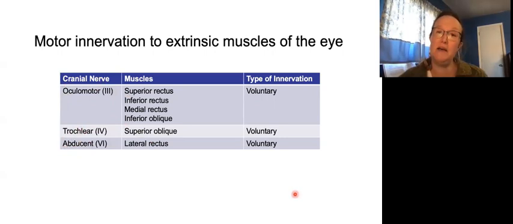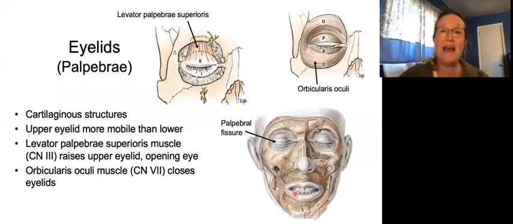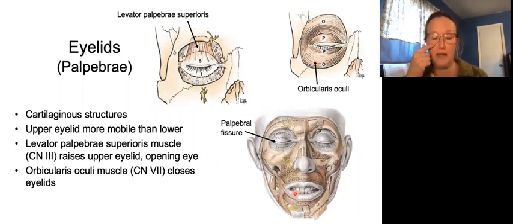The next associated structure of the eye that I want to talk about are the eyelids, also known as the palpebrae. So palpebrae is Latin for eyelids. So we have a superior palpebra or upper eyelid and an inferior palpebra or lower eyelid. These are made out of cartilage. The upper eyelid's a lot more mobile than the other, as you probably know. You can raise your upper eyelid and lower it a long way. Your lower eyelid doesn't move nearly as much.